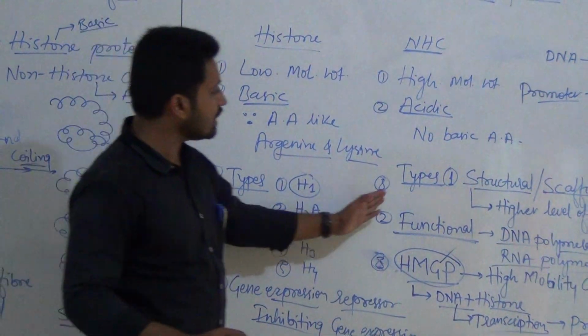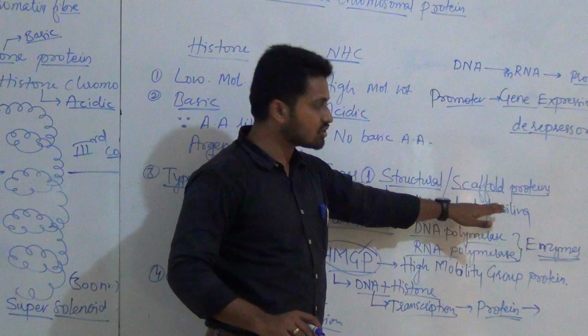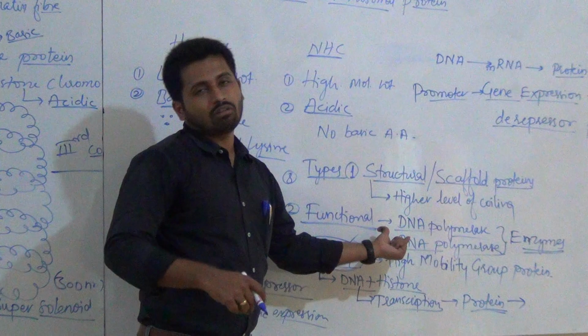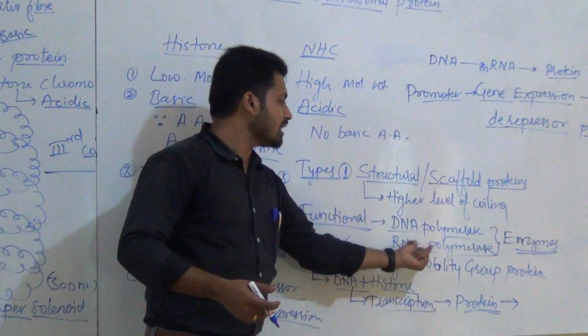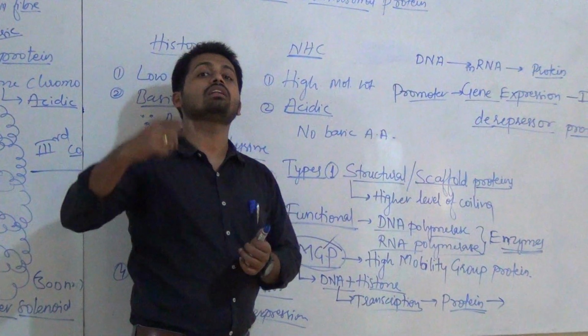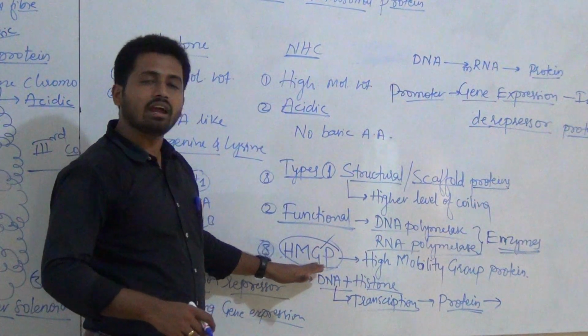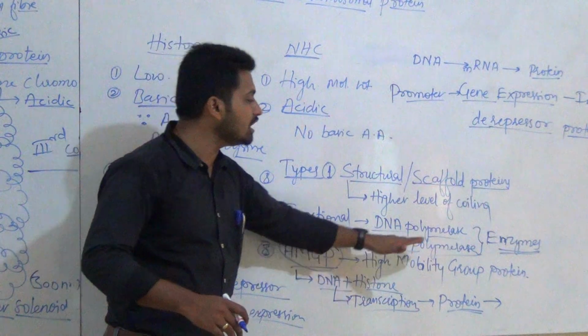After that, types of NHC: structural, which is helping as a scaffold in higher level of binding. Then functional, what is its function? That is DNA polymerase, RNA polymerase. It will be helping in DNA replication. These are again associated with NHC only. Third, HMGP, high mobility group protein.